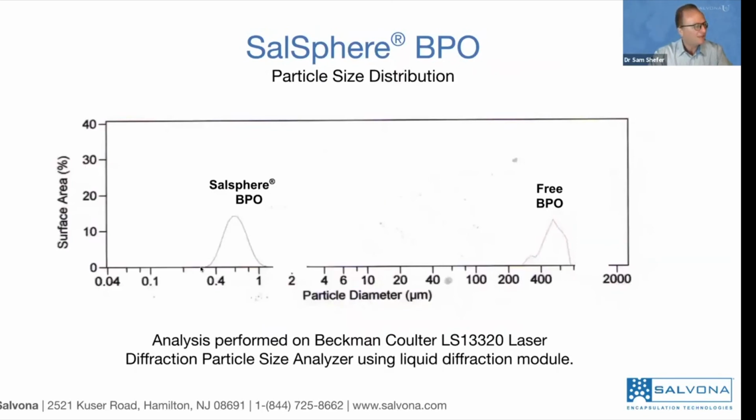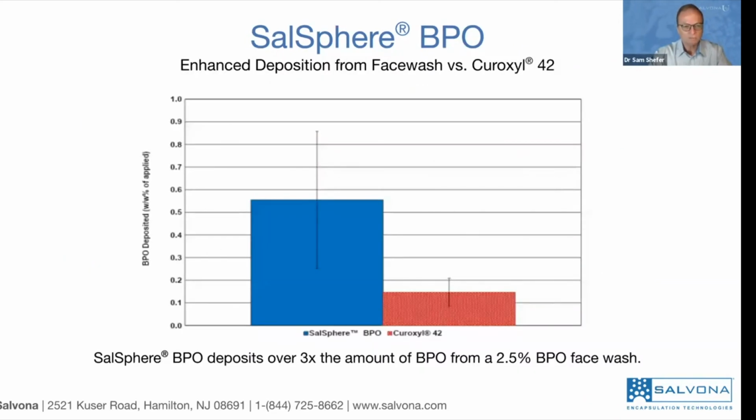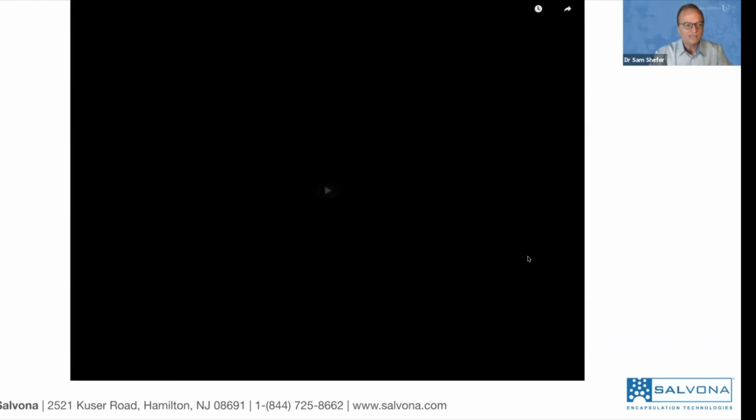The particle size is anywhere between 0.4 and 1. You know, we talked always about range. The free is, you see, a few hundred. So it definitely requires a way to reduce the particles to make it, first of all, deposit, because of the ratio of surface to volume and the charge, the hydrophobic properties of SalSphere.